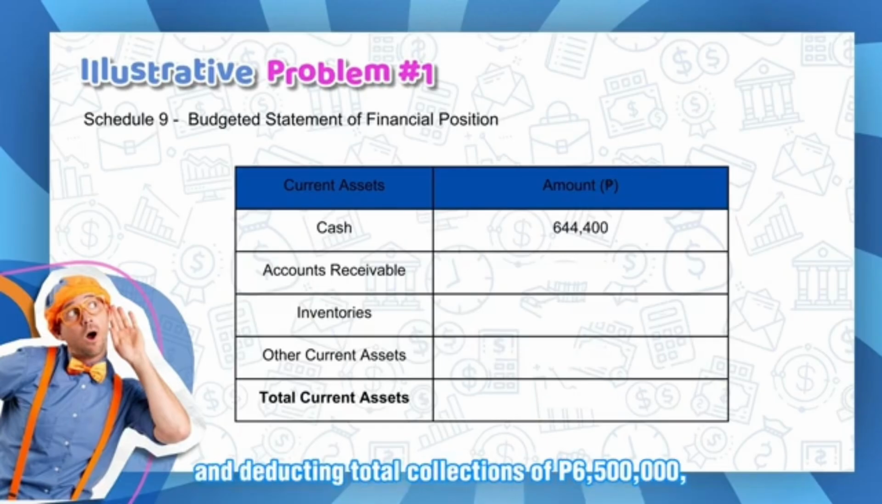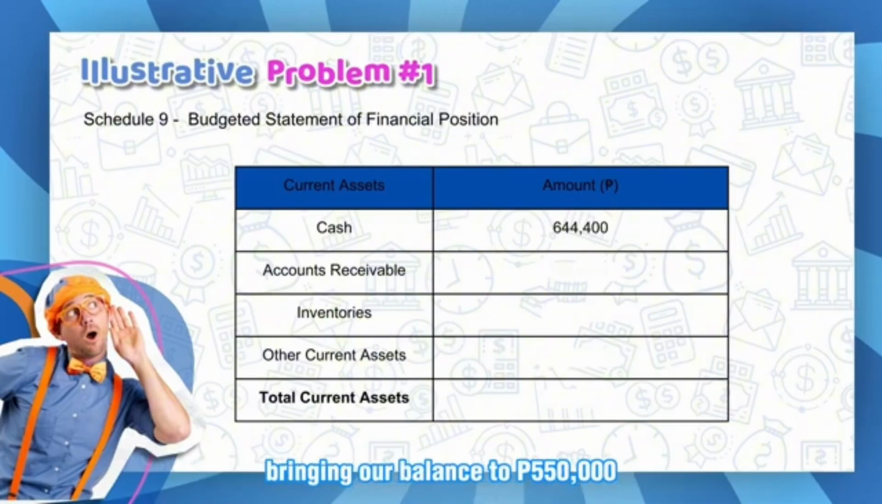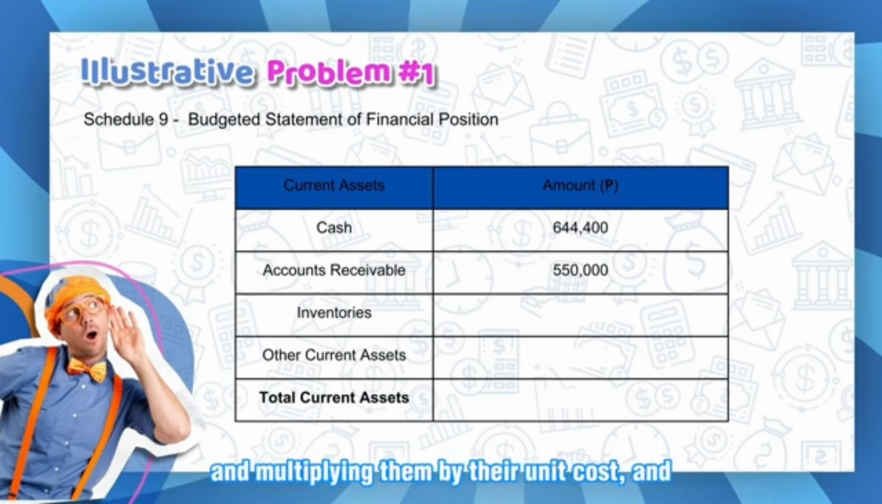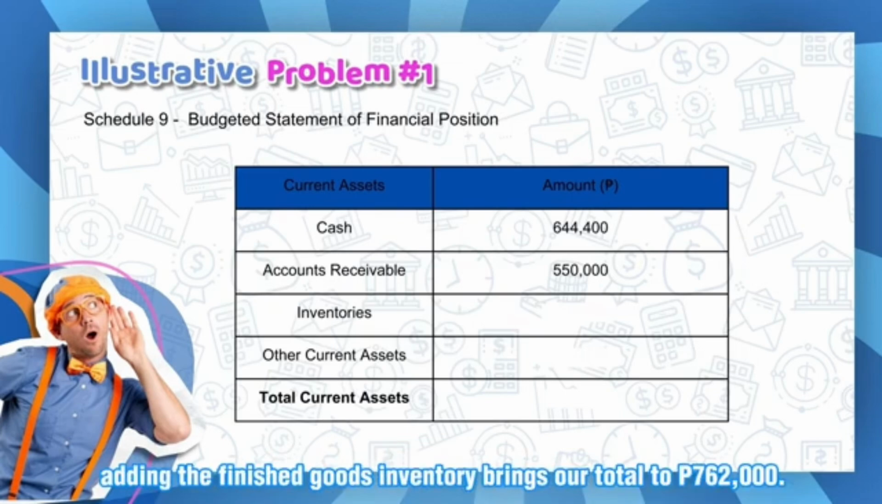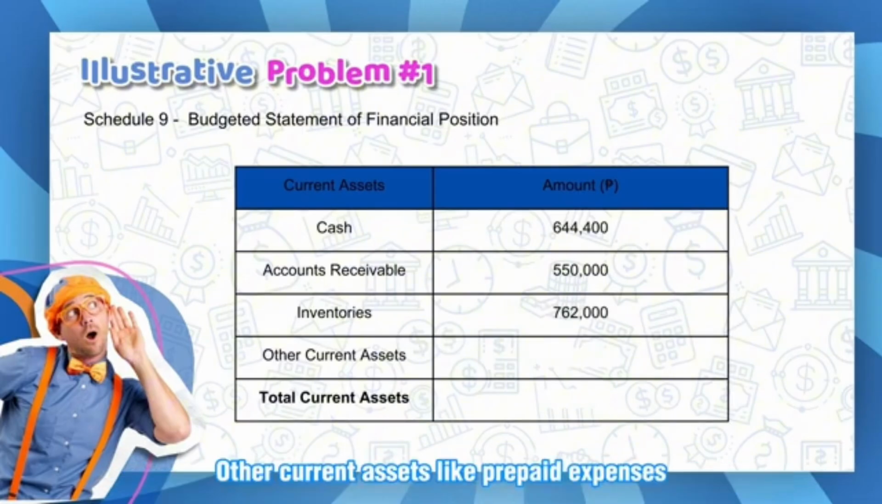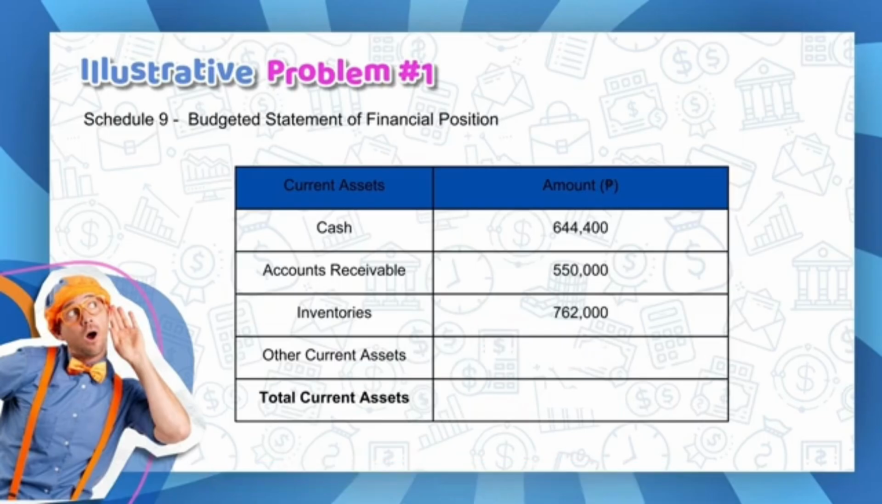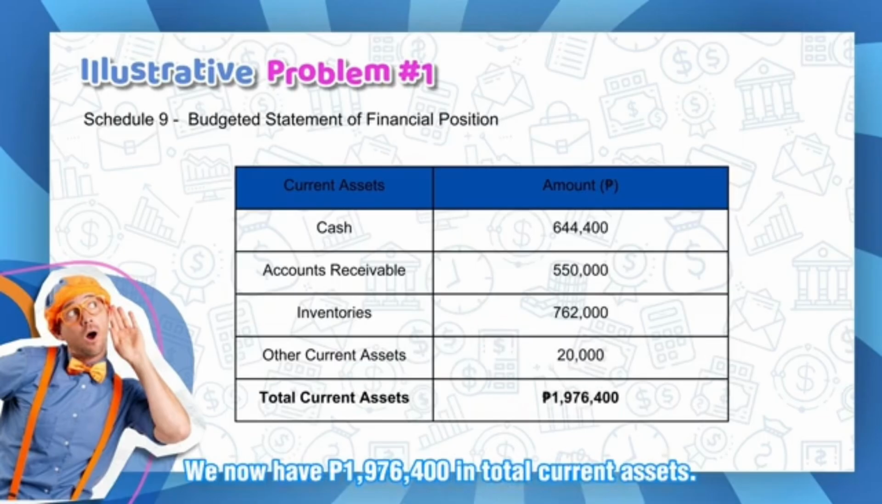Accounts receivable, where we started with 250,000 pesos, adding the total sales which are on account of 6,800,000 pesos, and deducting total collections of 6,500,000 pesos, bringing our balance to 550,000 pesos. Inventories, taking the ending materials inventory and multiplying them by their unit cost, and adding the finished goods inventory, brings our total to 762,000 pesos. Other current assets like prepaid expenses still amount to 20,000 pesos. We now have 1,976,400 pesos in total current assets.